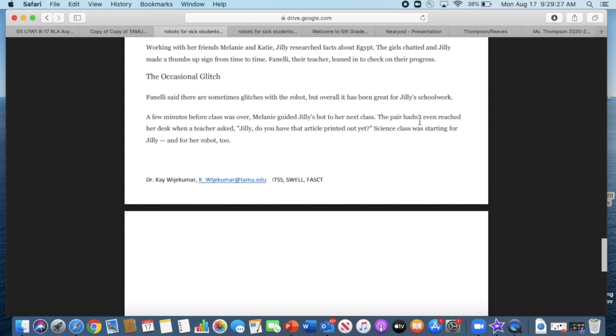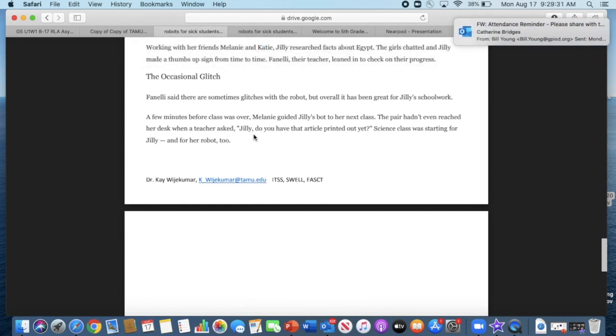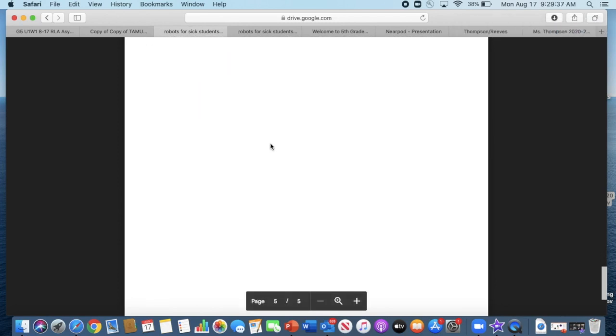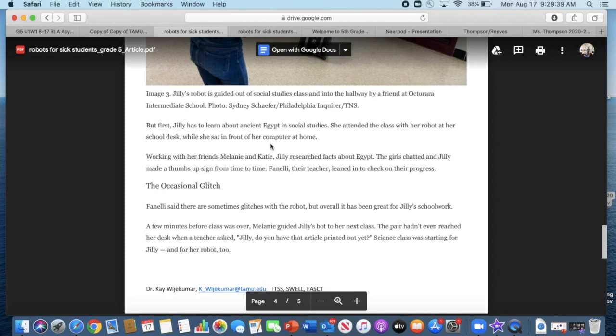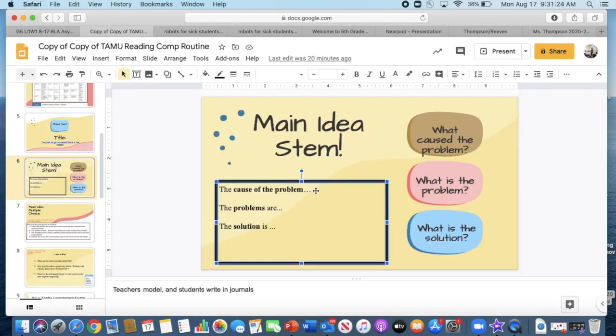A few minutes before class was over, Melanie guided Jilly's robot to her next class. The pair hadn't even reached her desk when a teacher asked, "Jilly, do you have that article printed out yet?" Science class was starting for Jilly and her robot too. And that's the end of our article here. Okay, so I'm going to do a little bit of editing on here so that we can work together to build our main idea. Remember, the main idea is the message that the author is trying to get across.